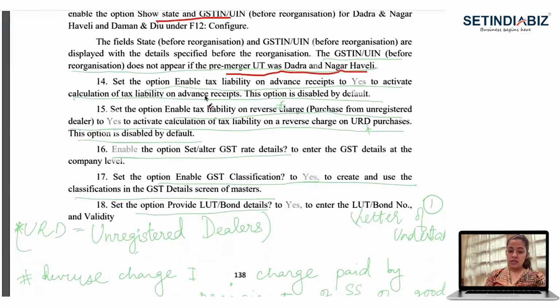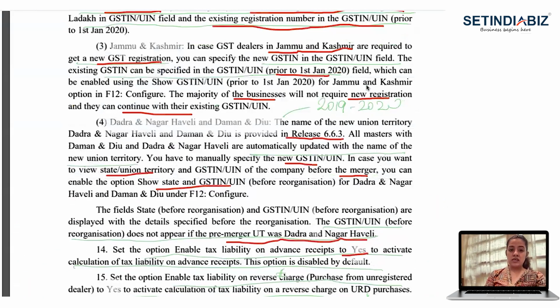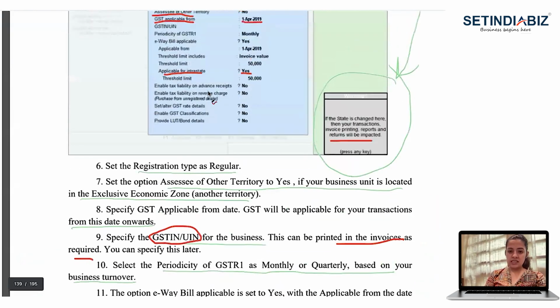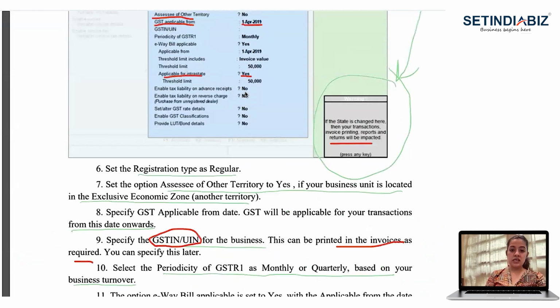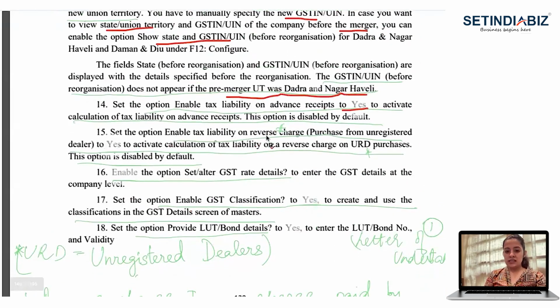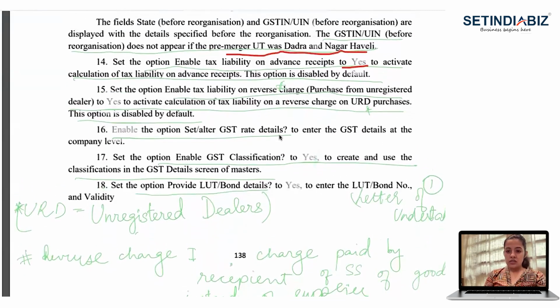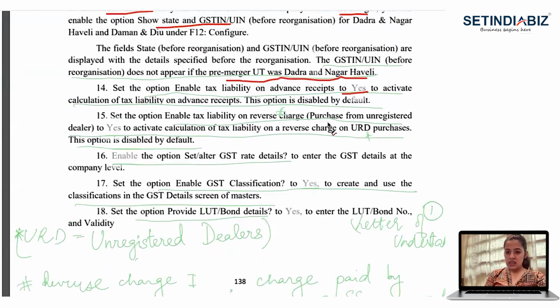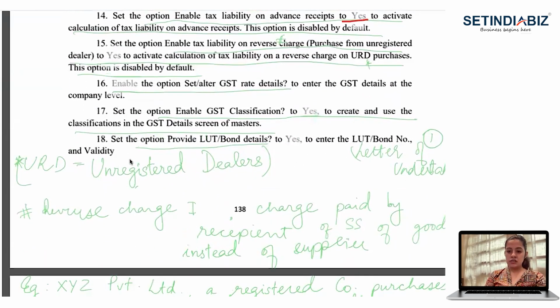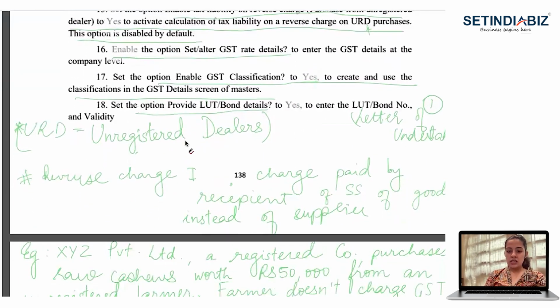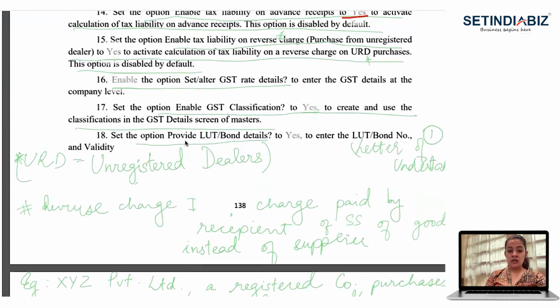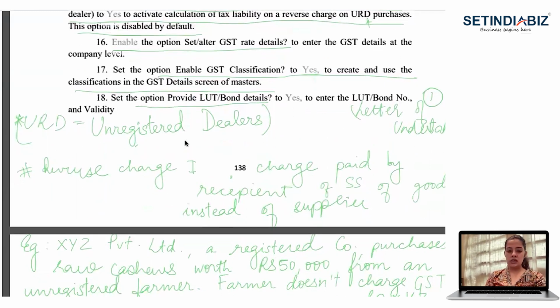Now set the option enable tax liability on advance receipts to yes. Now we are discussing this point. Enable tax liability on advance receipts, yes. Set the option enable tax liability on reverse charge. Now what is reverse charge? We'll discuss. Purchase from unregistered dealers. Who are unregistered dealers, right? URD, like farmers, they are unregistered dealers. Reverse charge. What is reverse charge?